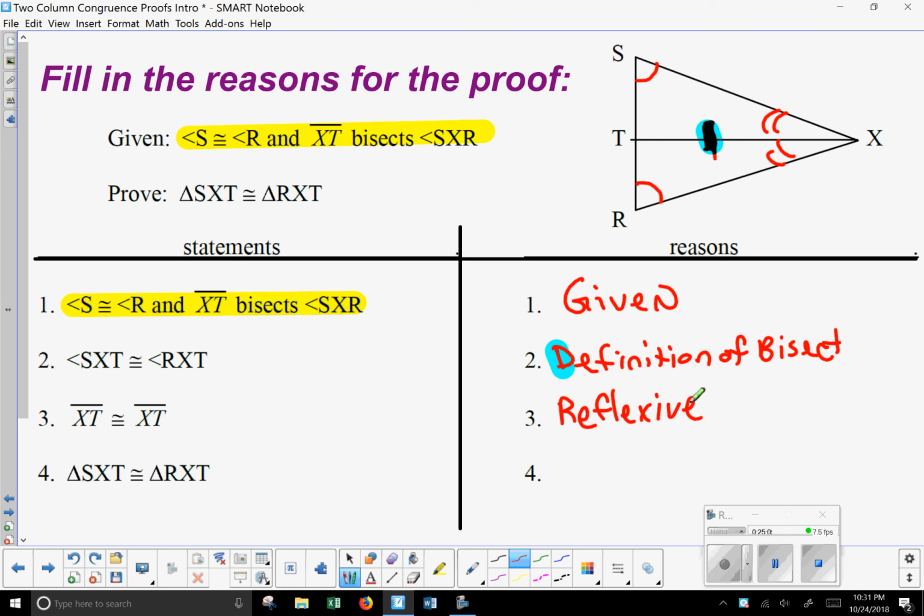Okay, so what makes the triangles congruent? The triangles are congruent by angle, angle, side. What do you notice our last statement is? Our last statement matches the prove statement. That has to happen in every two-column proof.